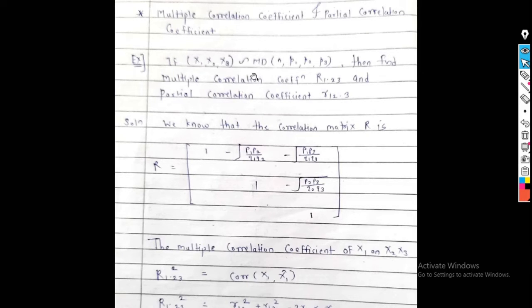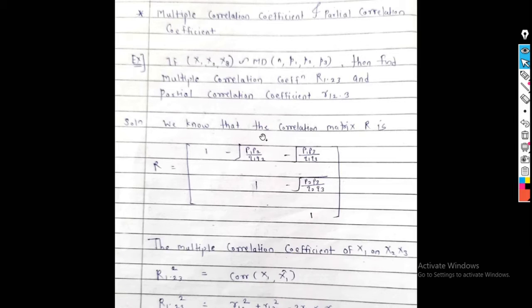Now we are just looking at one example based on multiple correlation coefficient and partial correlation coefficient. So we have to compute multiple correlation coefficient, that is the value of capital R1.23, and the value of partial correlation coefficient, that is r12.3. And we are given that x1, x2, x3 follows multinomial distribution with parameters n, p1, p2, p3.